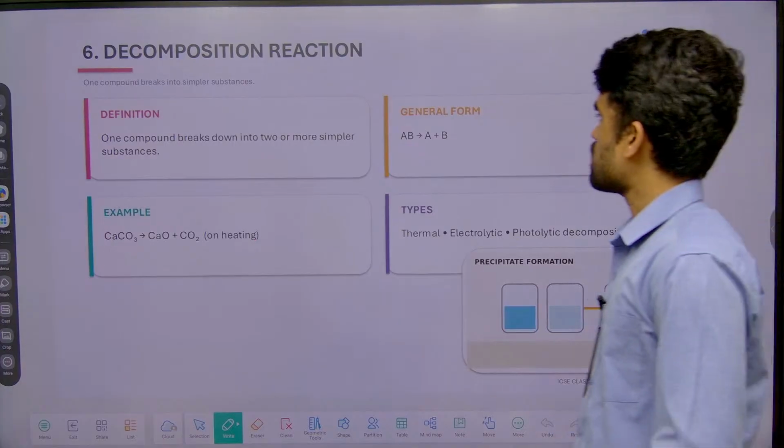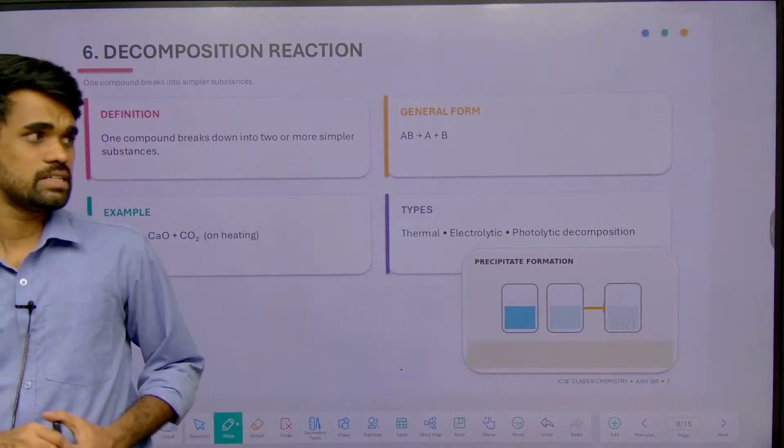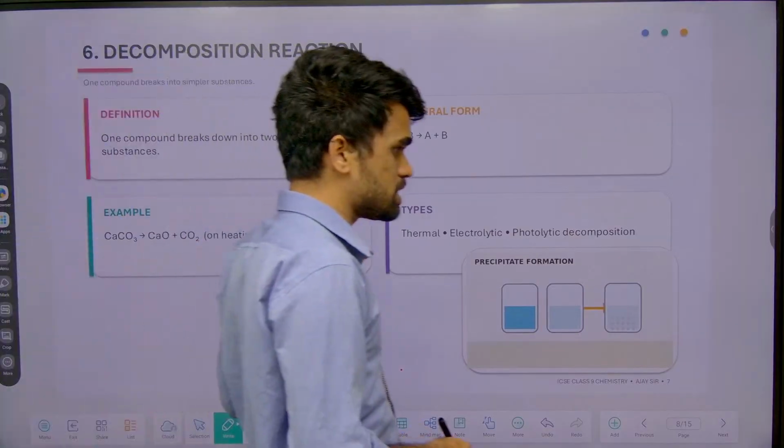Okay, the next reaction is the decomposition reaction. What is it? Next, decomposition reaction. You just read the definition once.